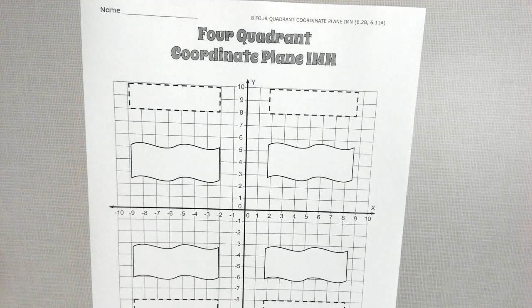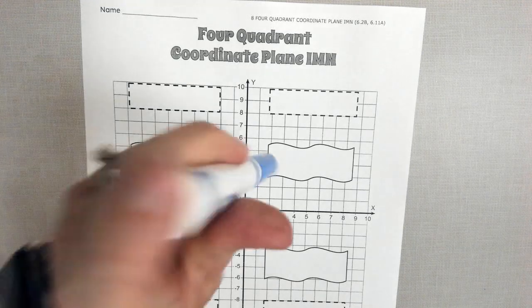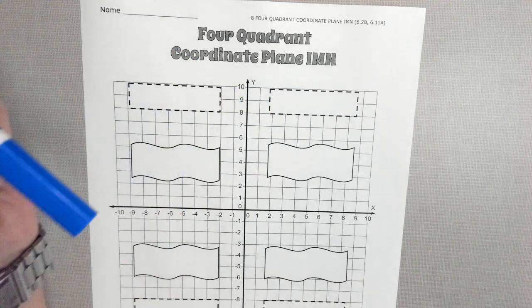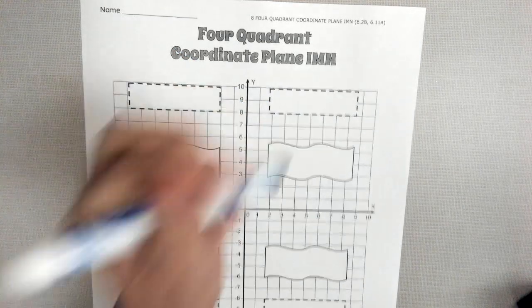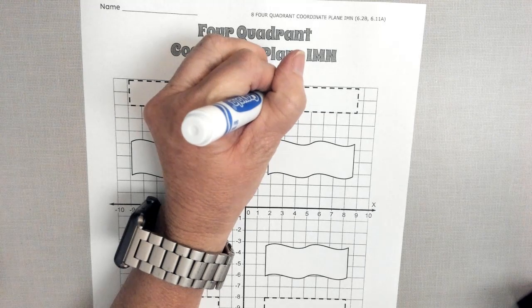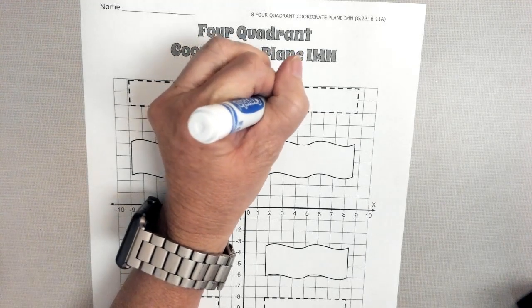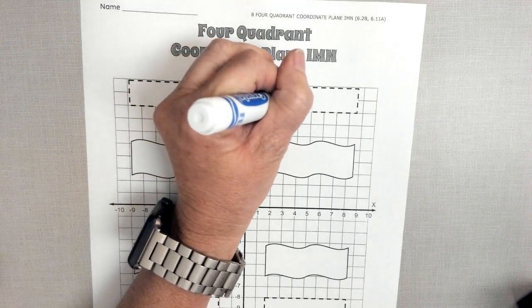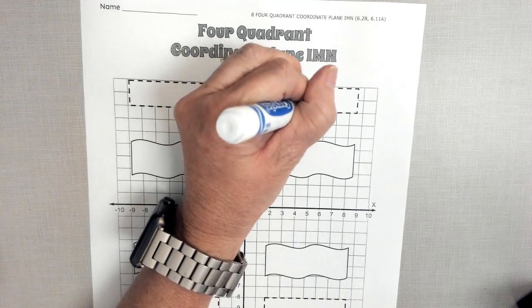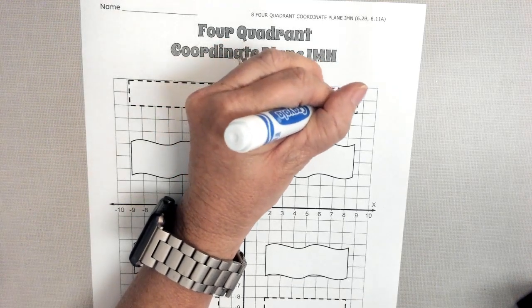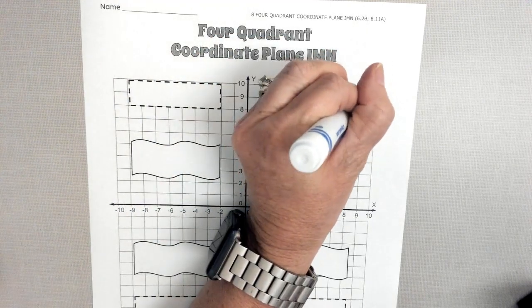Okay, so this year in 5th grade, we've talked about quadrant 1. That's this quadrant right here. And we're going to go ahead and label it. Now, whenever you're labeling your quadrants, you use Roman numerals. So we're going to call this quadrant 1.